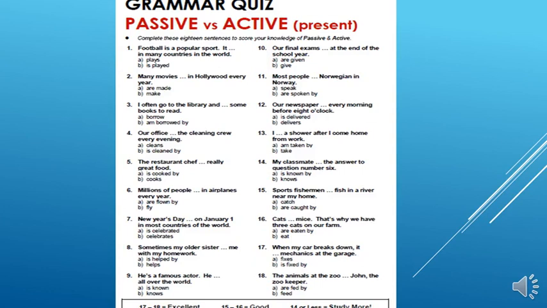Number 6 would be millions of people dash in airplanes every year. So millions of people are flown? That wouldn't make sense at all. So fly in airplanes every year.